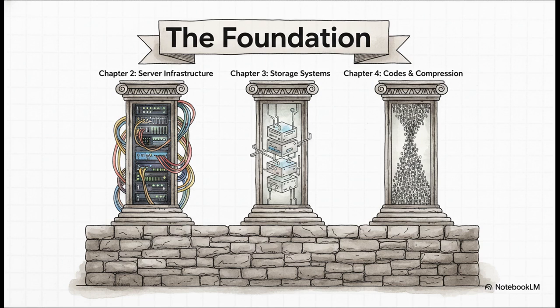Second, the massive, and I mean massive, storage systems that are holding petabytes of media. That's thousands of terabytes. And third, these brilliant compression algorithms called codecs, which are basically the secret sauce for shrinking gigantic video files so they can fly across the internet. We're going to dedicate a whole explainer to each one of those.